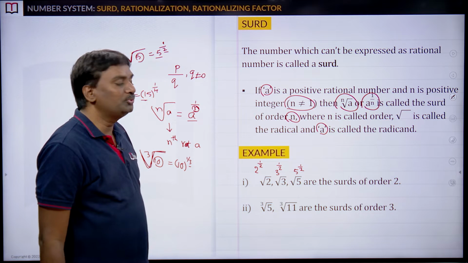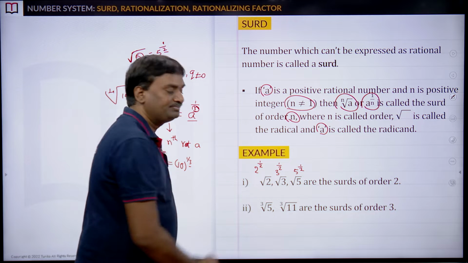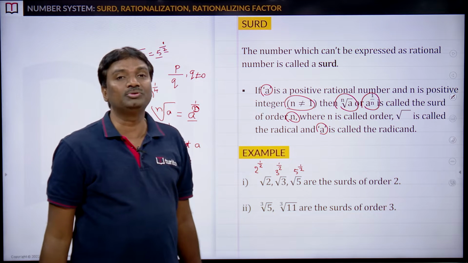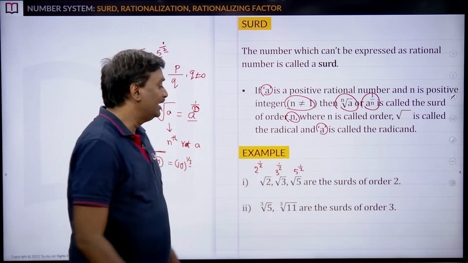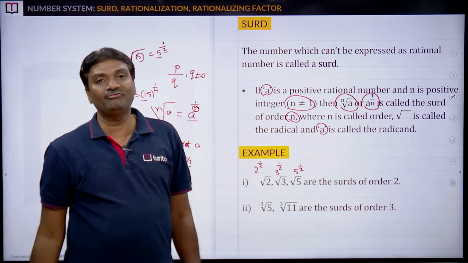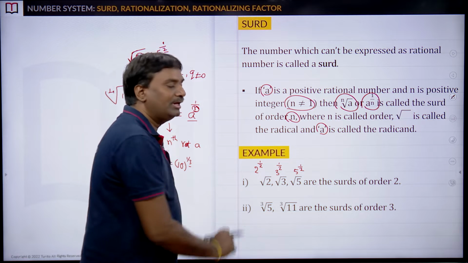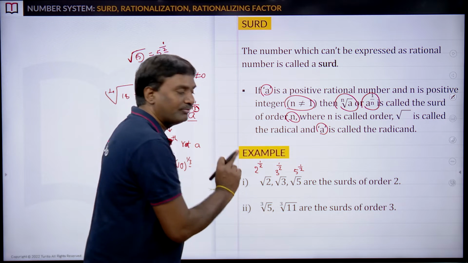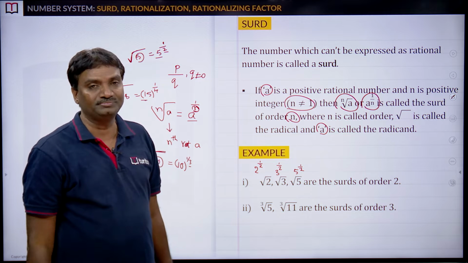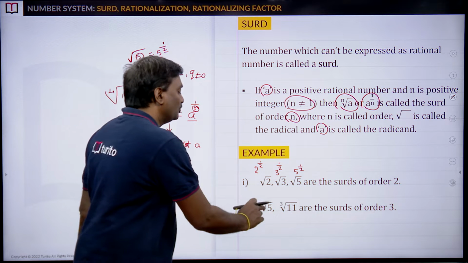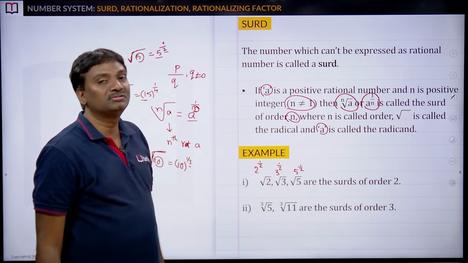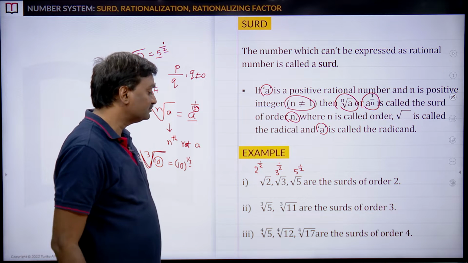Next, cube root of 5, cube root of 11. When we have a surd like this, we read it as cube root of, and cube is nothing but 3. Here these are square roots: square root of 2, square root of 3, square root of 5. When we have numbers like cube root of 5, cube root of 11, cube means power 3. These are known as surds of order 3.